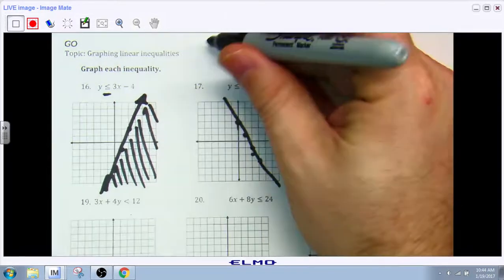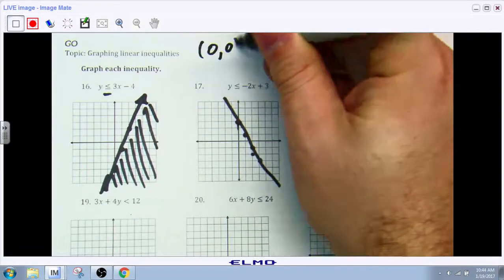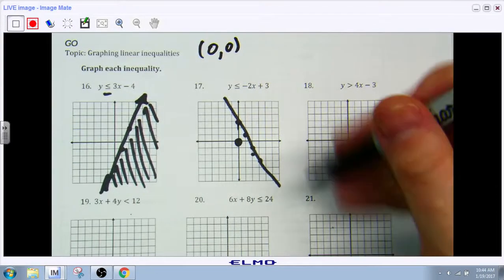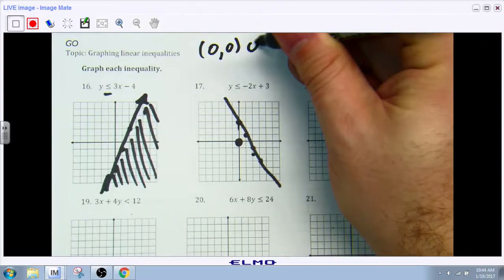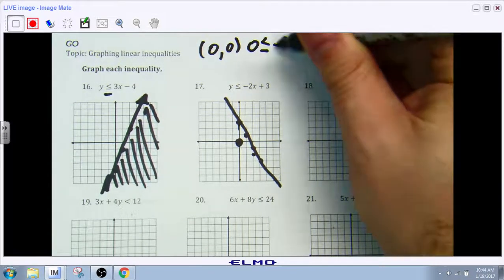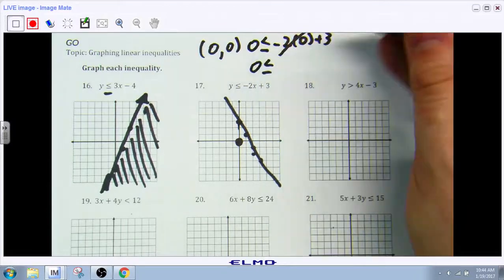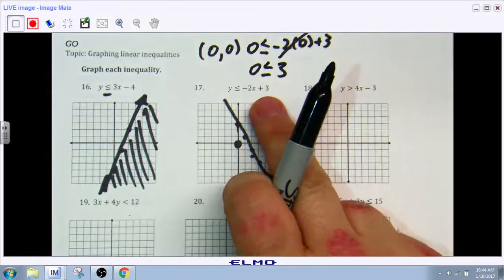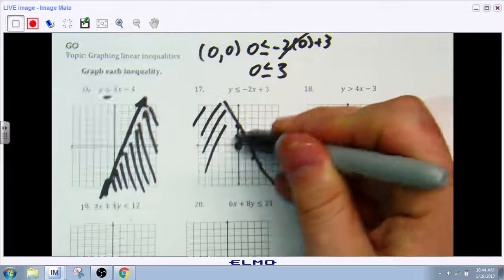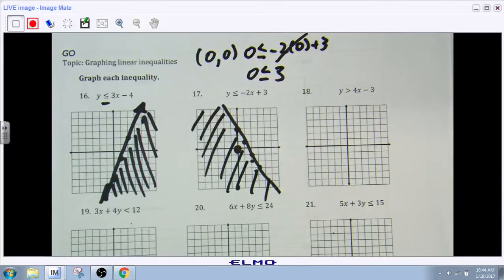Another way you can do that is to substitute the origin into the equation. So here's the origin, okay? 0, 0. So if I plug 0 into this, I have 0 is less than or equal to negative 2 times 0 plus 3. Well, that just cancels out. So is 0 less than 3? Well, yes it is. 0 is less than 3. So that tells me the side that the origin is on is the side that I shade. So that's an easy way. Now, if the line actually goes through the origin, you can't do that. But otherwise, you can use that as an easy trick.